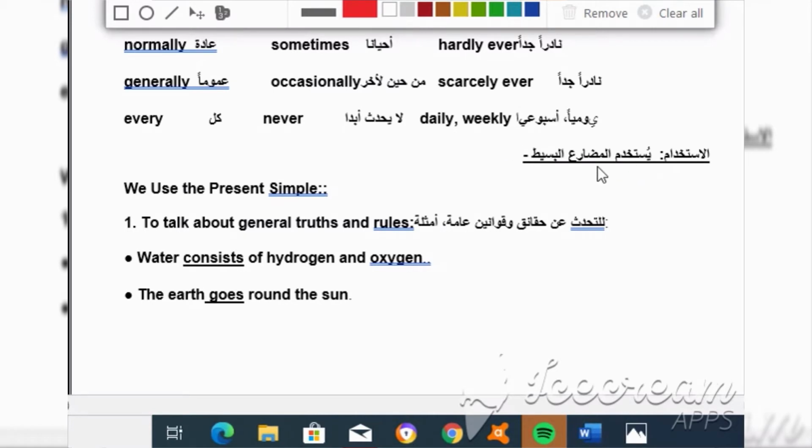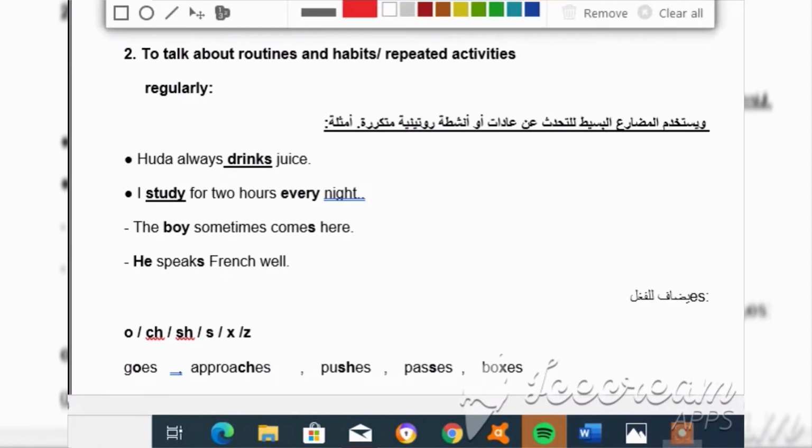When do we use present simple? We use present simple to talk about general truths and rules. Water consists of hydrogen and oxygen. The earth goes around the sun. We also use it to talk about routines and habits, activities repeated regularly.